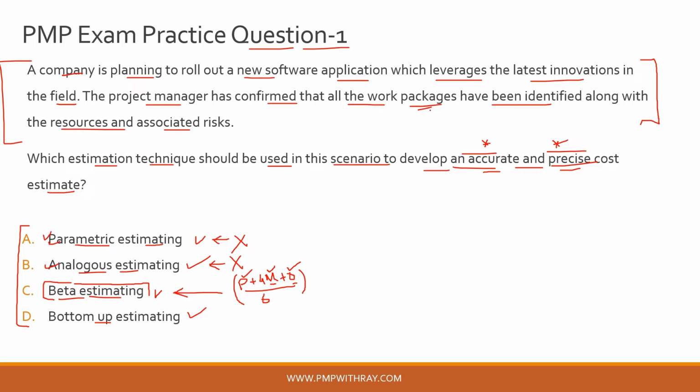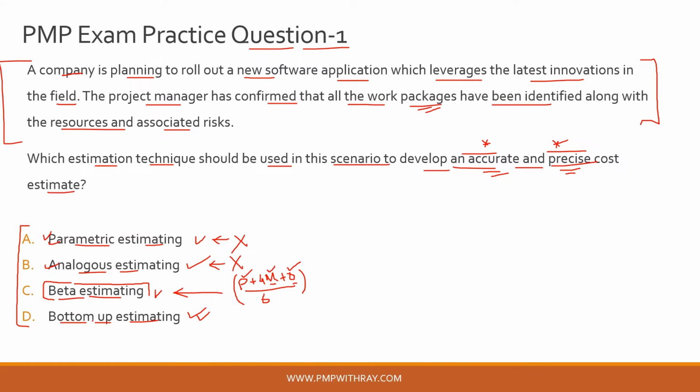Now, mind that the question is asking that you as a project manager need to develop the estimates based on the work packages that have already been created, and you need to develop an accurate and precise cost estimate, right? Very important. And that comes from bottom-up estimating, guys. Because bottom-up estimating is a detailed and very intensive technique that involves estimating the individual components or work packages of a project and then aggregating these estimates to determine the total project cost or duration. And this is as accurate as you can get for a project cost estimation.